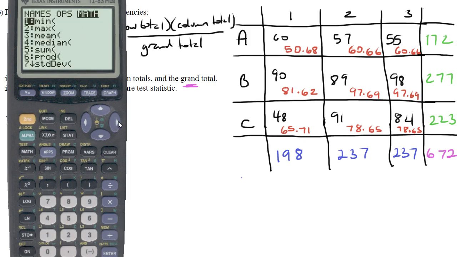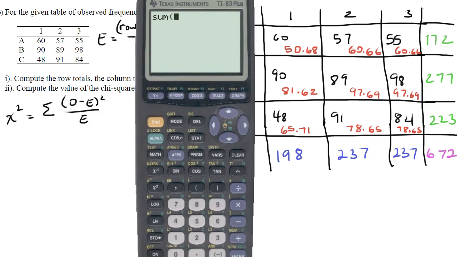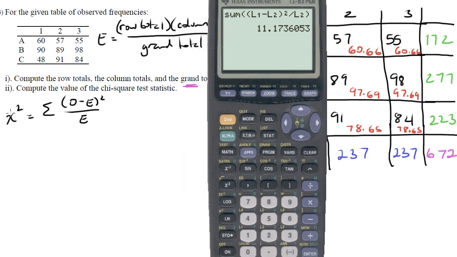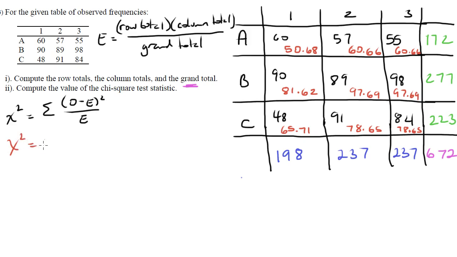Second list, doing list math, and we want the sum. So now I'm just putting this formula in. The sum of the observed values in L1 minus the expected values in L2, squaring that, divided by L2. 11.17 is my chi-squared value. Okay, 11.17 is my chi-squared.